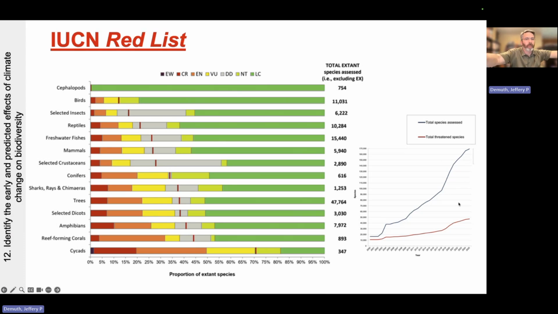Now, it's still way too high. This is still 40,000, 50,000 species that are threatened, right? That's not good. So mainly all that is to say, it's not good, but it's not all bad. Trying to look for something positive.